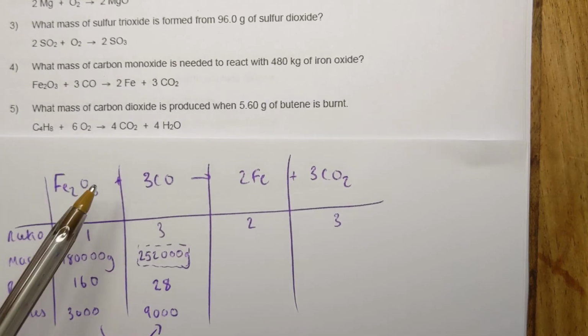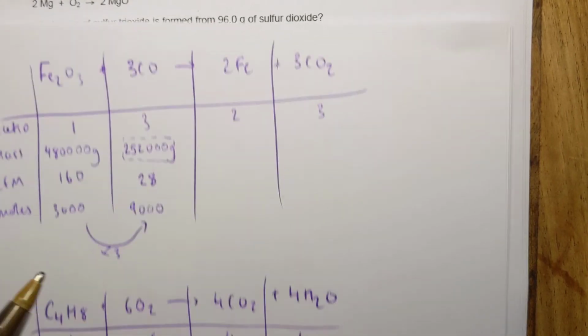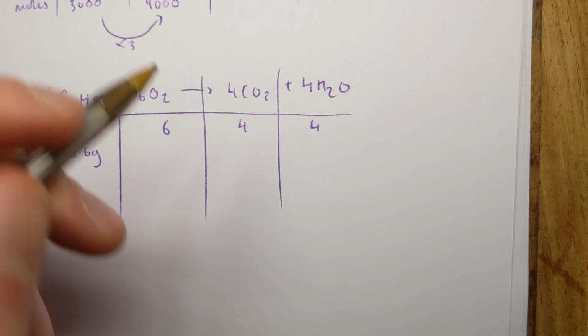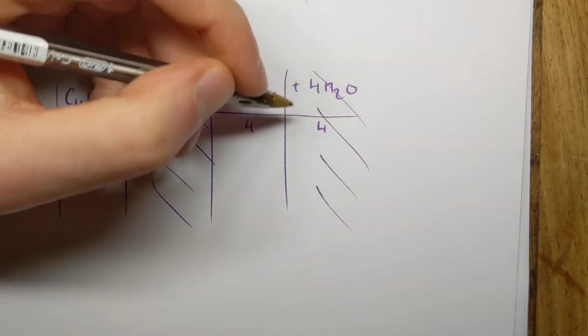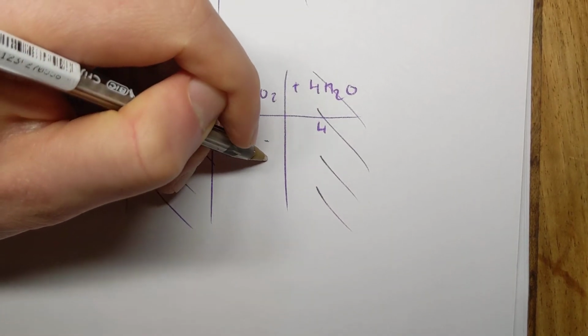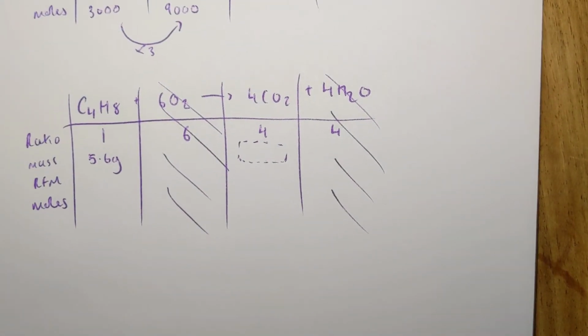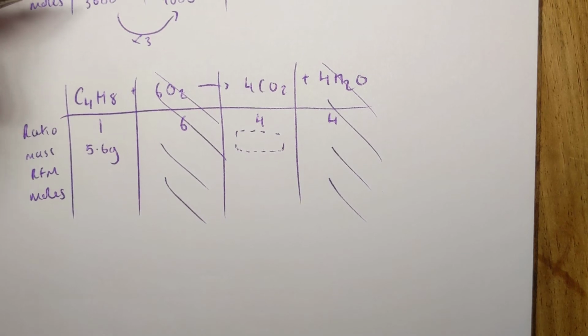Mass I'm trying to get is the mass of carbon dioxide produced. So that is this column here. So the other 2 columns I do not need. And this is my mystery mass I'm trying to calculate in this equation. Same as before, I need my moles first for my ratio.